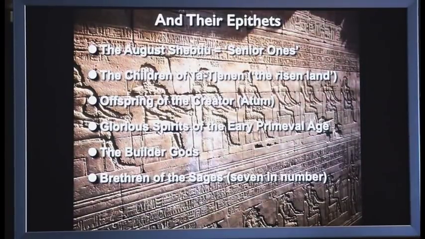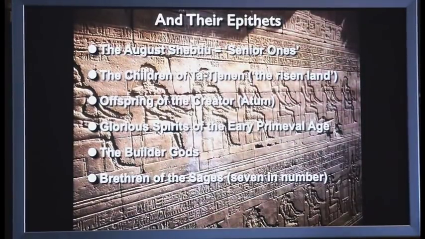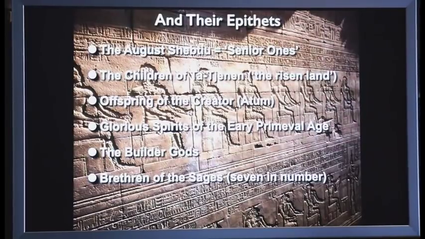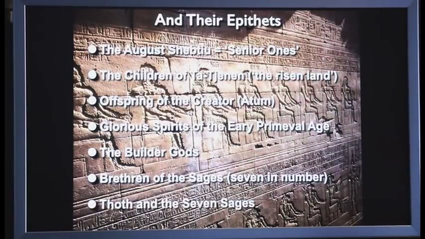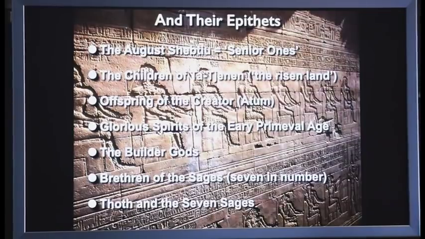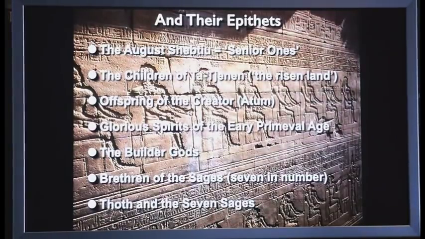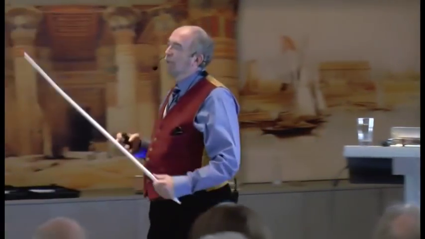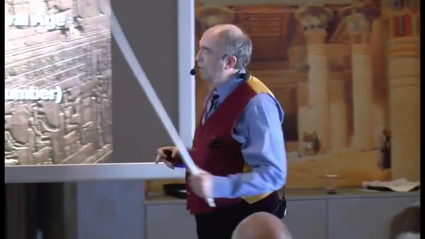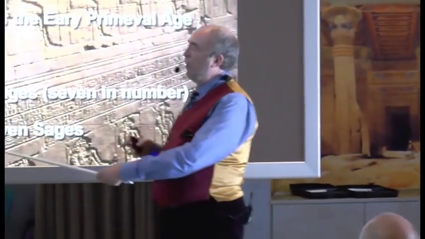They're called the brethren of the sages. And when we count the sages, there are 7 in all, altogether. And Thoth, in this temple, is called the leader of the 7. So here we have a situation where we have 8 Shebtiu gods, and we have 7 sages and 1 leader. That also adds up to 8.